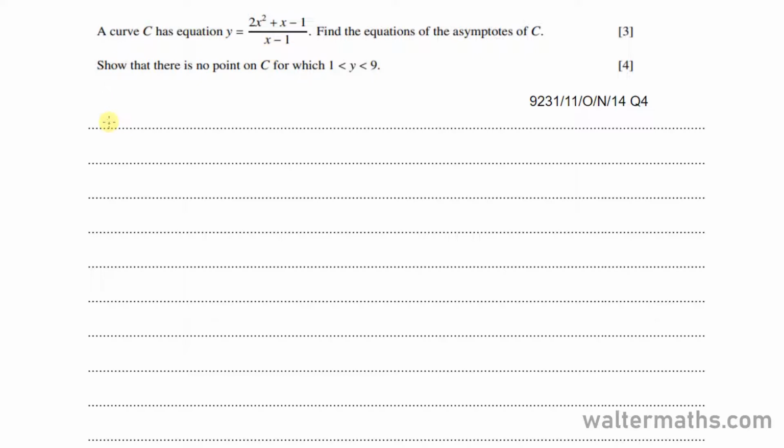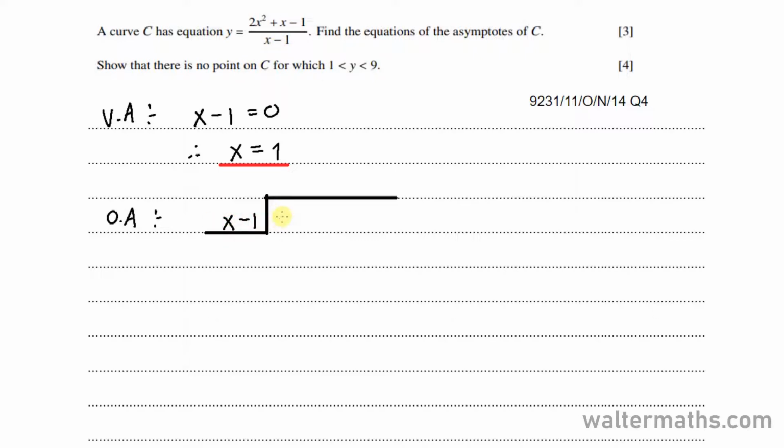So let's start with the vertical asymptote. For the vertical asymptote, we simply set the denominator to 0. So therefore, the equation of the vertical asymptote is x is equal to 1. So that's the vertical asymptote right there. And then for the oblique asymptote, what we need to do is divide x minus 1 into 2x squared plus x minus 1.